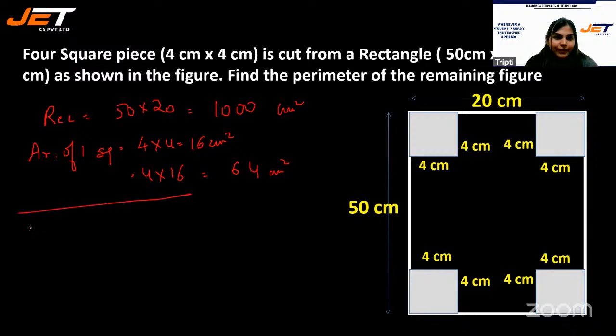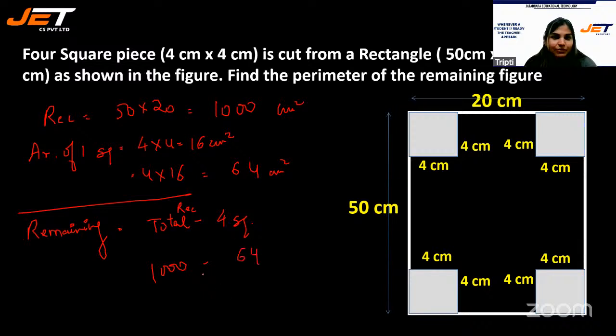So what will I do to find the area of the remaining figure? I will do total minus the area of 4 squares. So the total rectangle was 1000 minus the 4 squares, 64. Okay, so that's how you have to do it. 936 centimeters square.